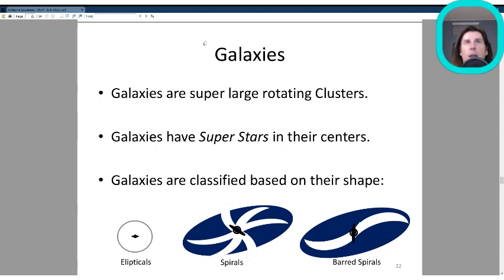So galaxies are super large rotating clusters. They're a little bit more than that. They have superstars in their center. And galaxies are classified based on their shape. There are ellipticals, there are spirals, and there are barred spirals.